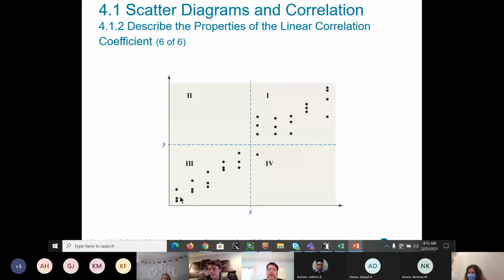Okay. Yeah. All right. That is a strong correlation right here. Strong correlation.